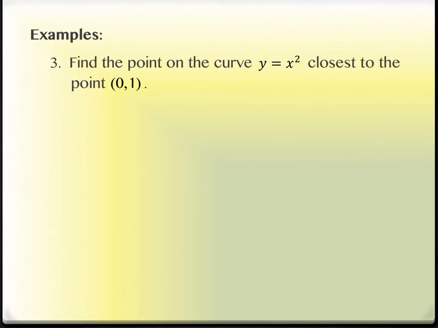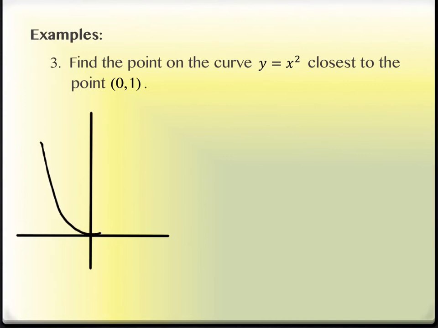So we're going to start with a picture. This is a picture of a parabola, right? Looks something like this. We could probably draw it on a grid and get a little bit better picture, but this is really good enough. The point 0, 1, so this is my graph y equals x squared. The point 0, 1 would be right here.